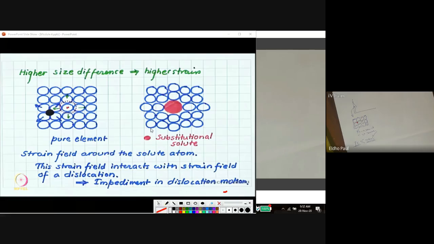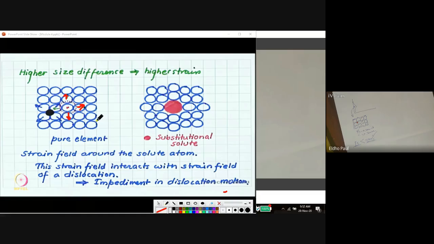Okay, so that is explained here in the pure element. By the addition of this substitution element, a stress field is generated. We can see this direction. A stress field is generated in this direction.